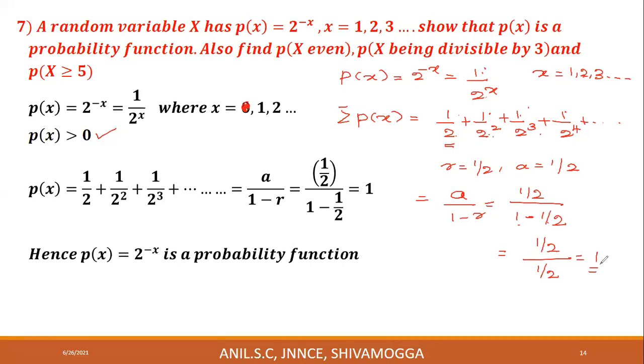Therefore, p of x satisfies both the conditions. For all values of x, p of x is greater than 0 and summation p of x is equal to 1. Both the conditions hold. Therefore, we can conclude that p of x is a probability function. Make the conclusion like this: p of x is a probability function. Next.